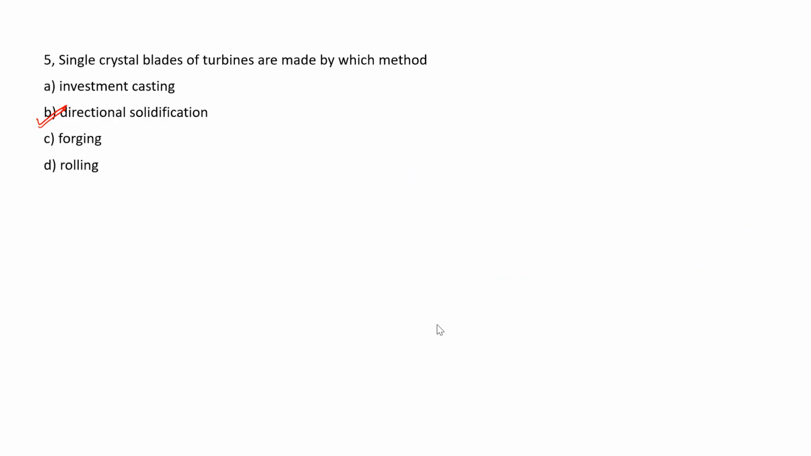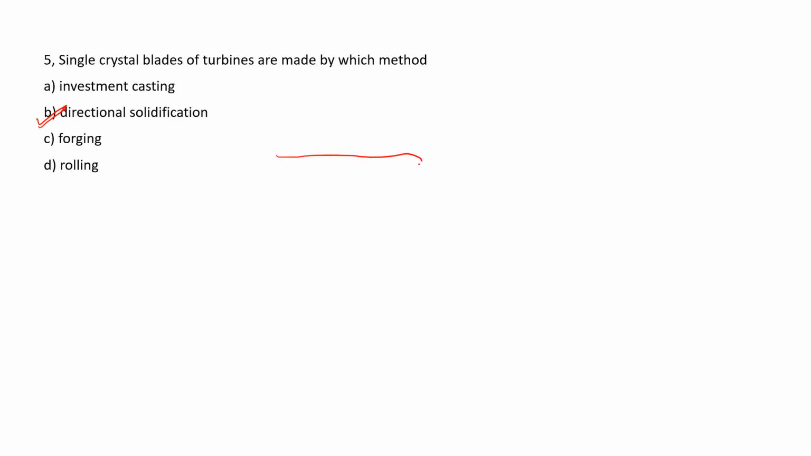Next, single crystal blades of turbines are made by which method? Is it investment, directional, forging or rolling? I don't remember exactly what C and D were as options, but the correct answer will be option B, that is directional solidification. With the help of directional solidification, what happens? We try to grow one crystal in a particular direction.